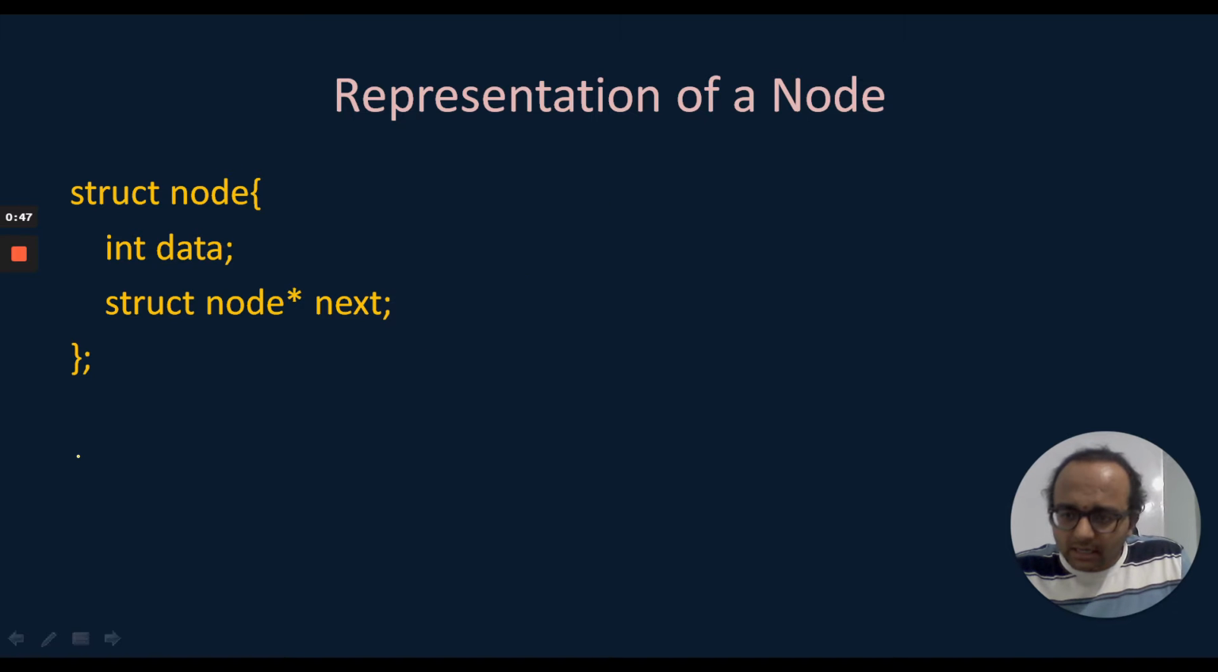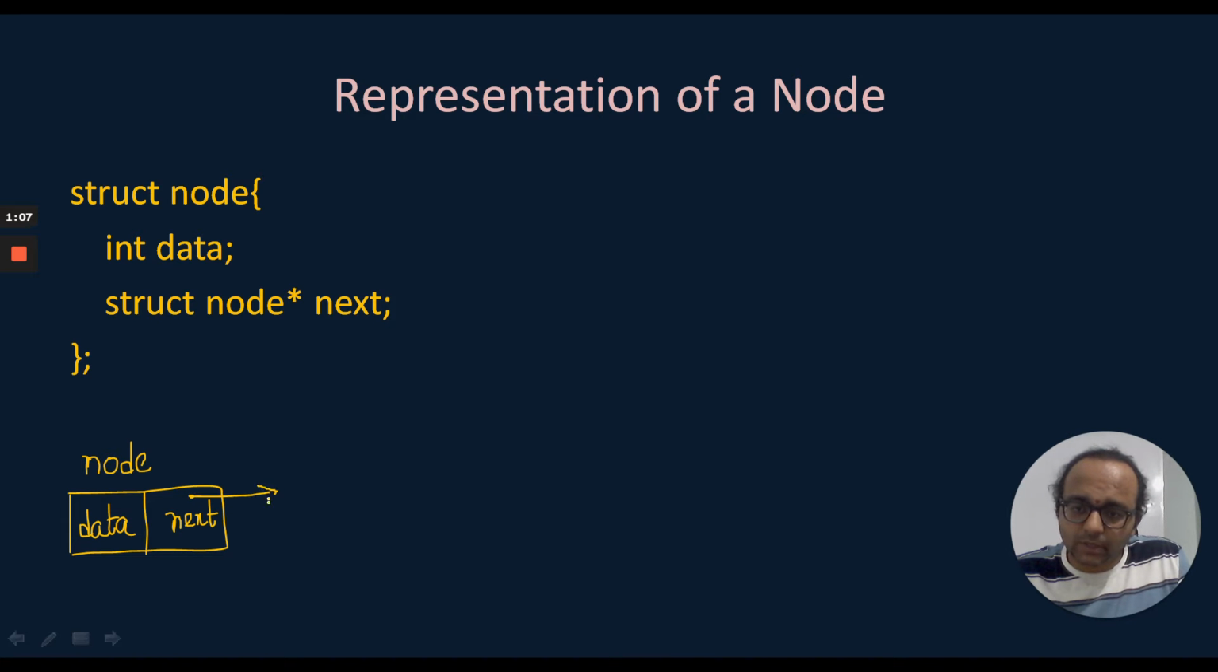I'll show you the parts inside a node for the linked list. It basically contains two parts. The first one is a data part, and the next one is a pointer which is pointing to a similar node, and the name of the pointer is next.